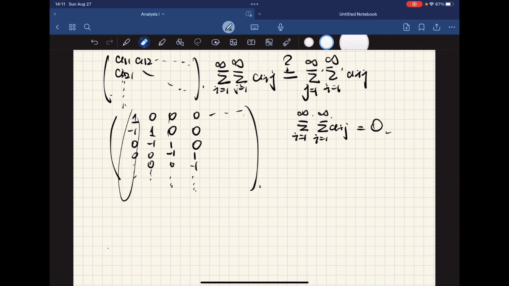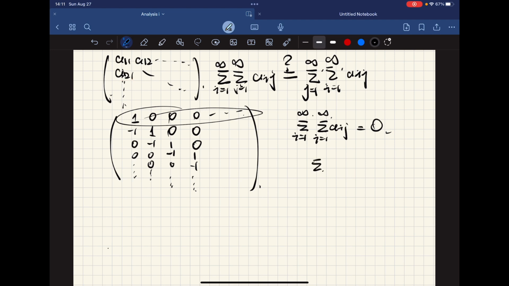However, if you sum horizontally, so you fix an i, and then sum over all of the j's, on the first row, you got 1. On the second row, you got 0. On the third row, you got 0. On the fourth row, you got 0, etc., etc. So what will happen is that you are summing over all the rows and you got 0 except the first row and you got 1. So the result is 1.